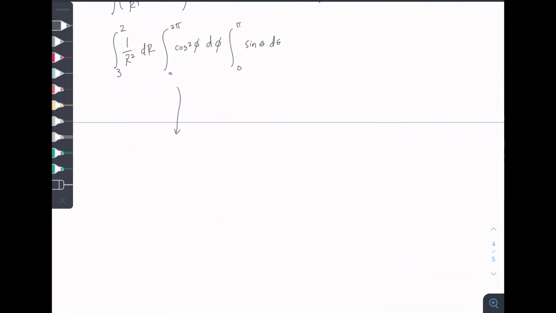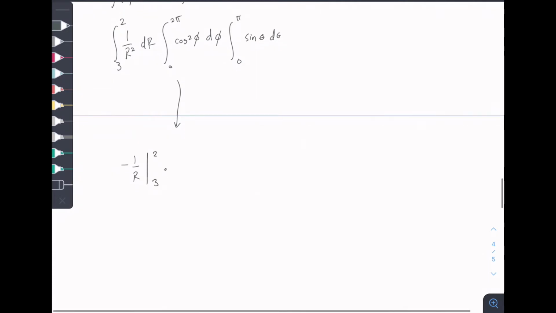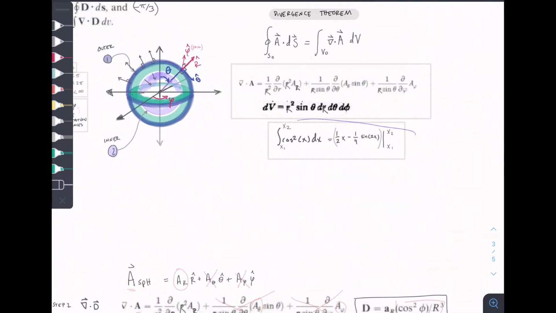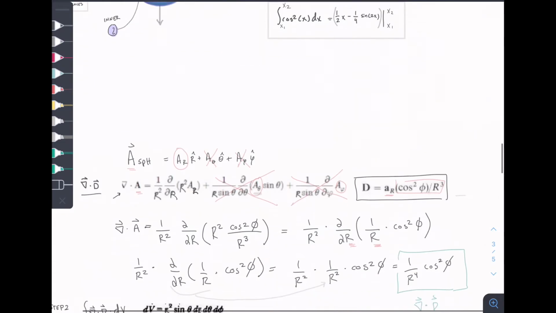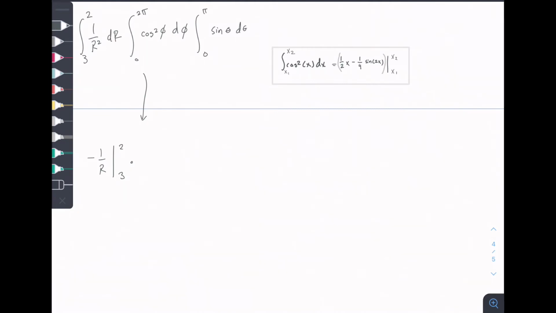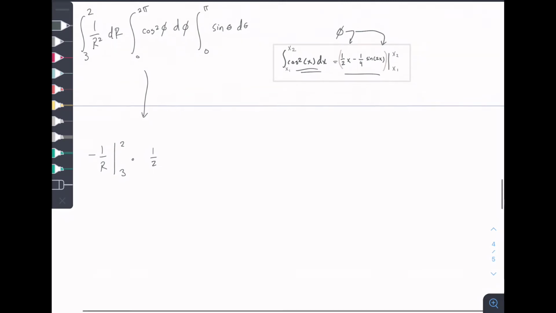So the integral of 1 over r squared turns into negative 1 over r, from 2 to 3, multiplied by, we're going to use this integral table here, just for the sake of time. We're going to use it to solve our cosine squared. It'll save us a little bit of time here. You can feel free to use an integral table if you would like. So phi is our variable that we care about, so we're plugging in phi for our x here. This is what we're trying to solve, and this is our solution for the integral.